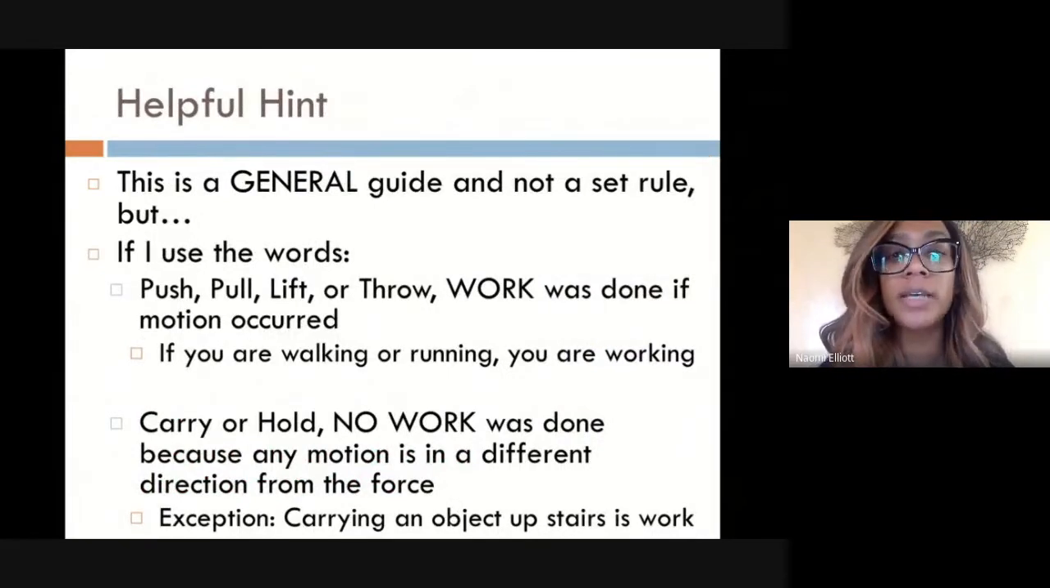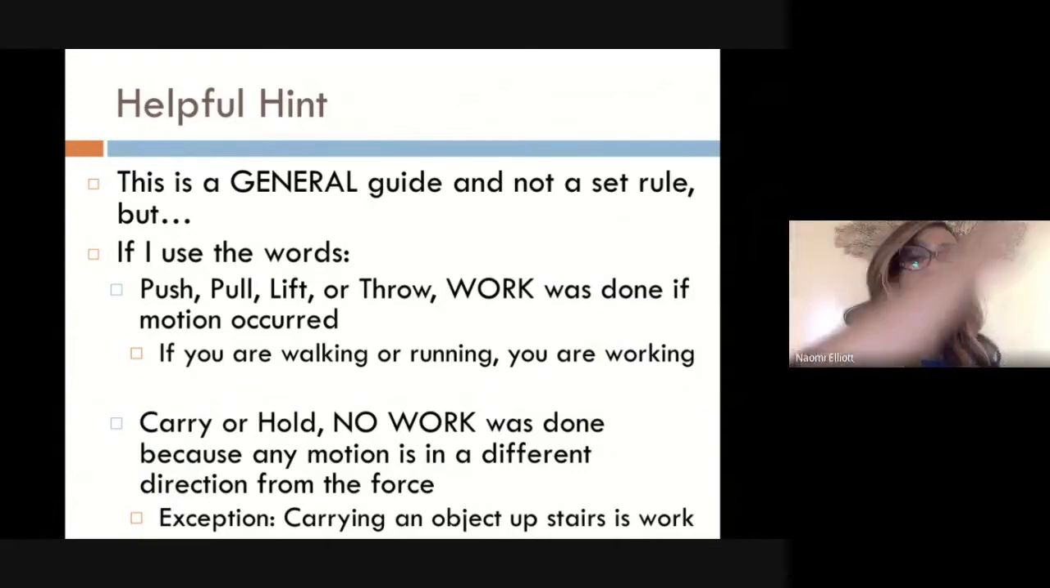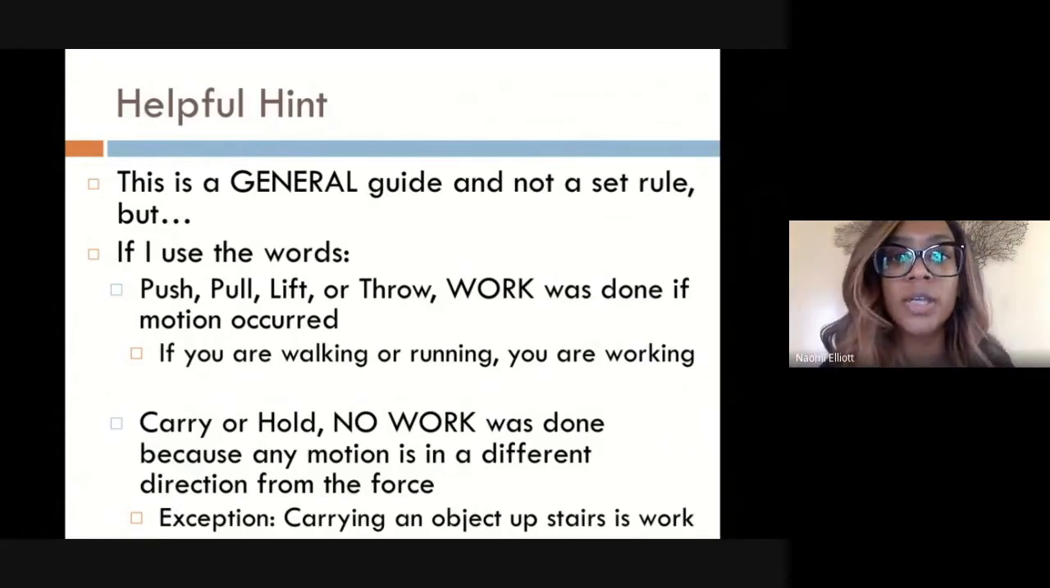There are some helpful tips to guide you through these kinds of word problems. It's a general guide, not necessarily a set rule, but it is really important that you remember this. If I use the words push, pull, lift, or throw, then work was done if motion occurred. Pushing something is a motion, pulling, lifting, throwing, those are all motions being done. If you are walking or running, then you are working.